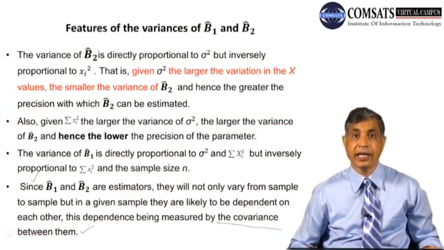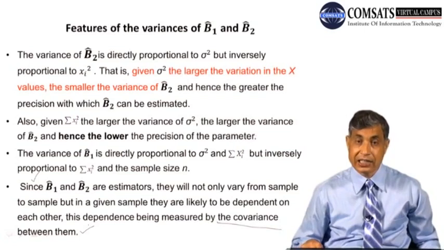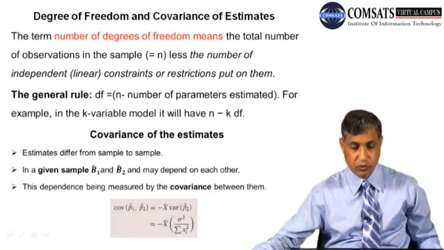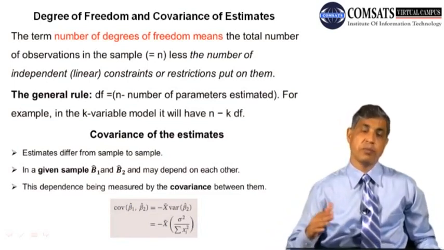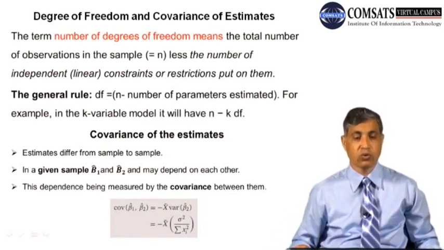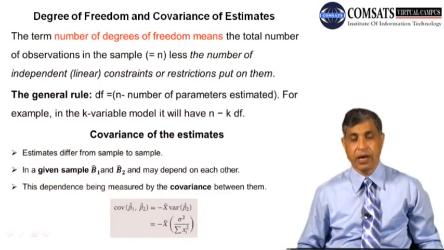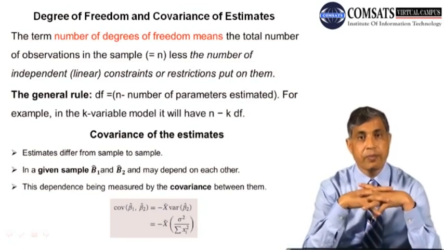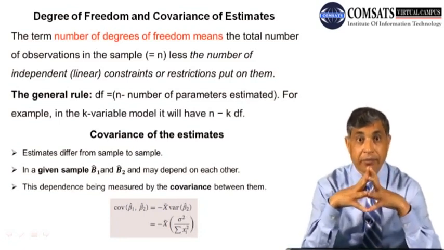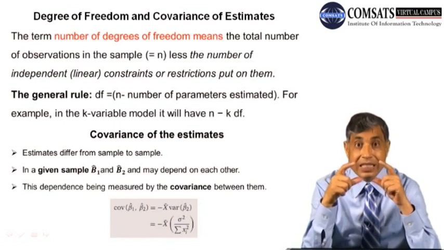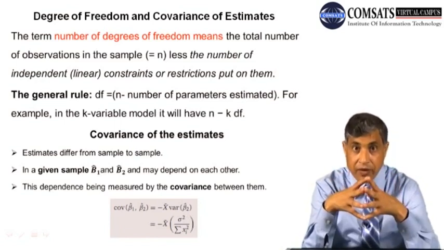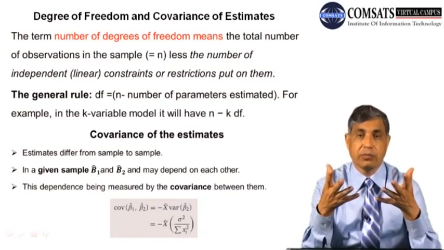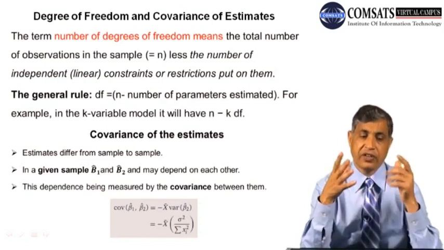It means we are entering a new concept, that is the covariance of the estimators. Definitely we will have to see some formulas. Before going to the formula, I would like to talk about the degree of freedom and covariation of the estimates. What is the degree of freedom? We will be talking about the degree of freedom enough. This is the difference between the number of observations and the number of parameters to be estimated. A very, very simple definition.